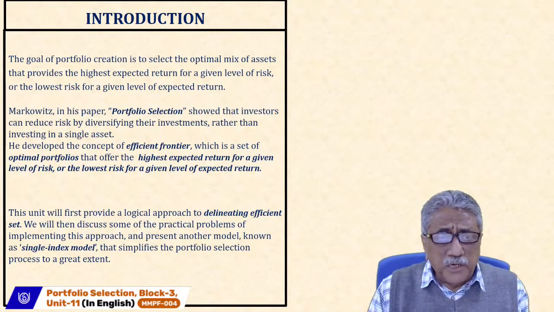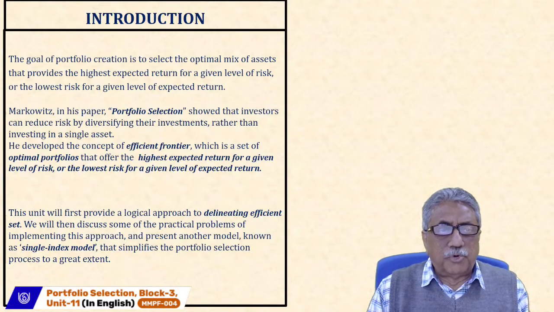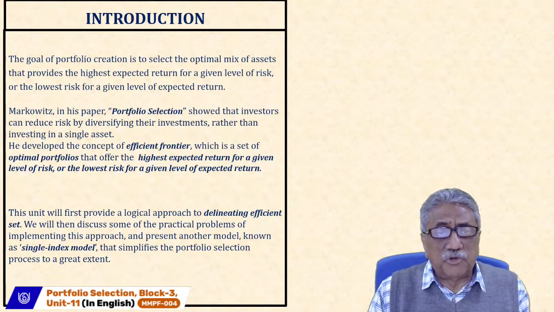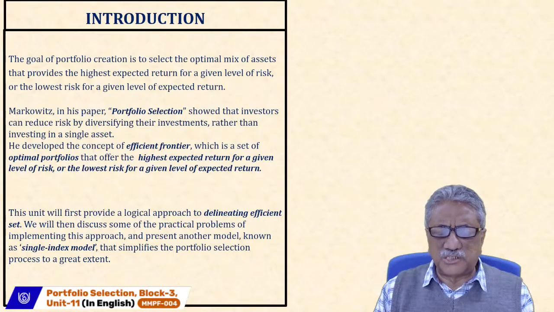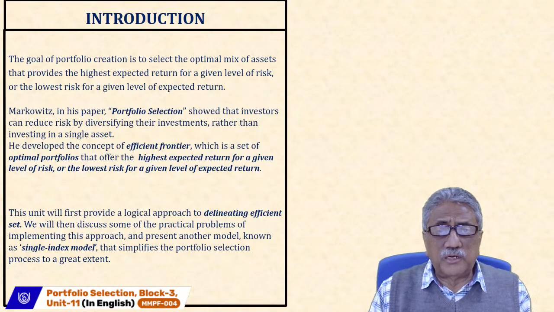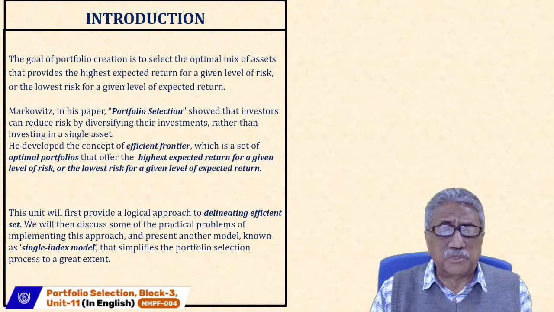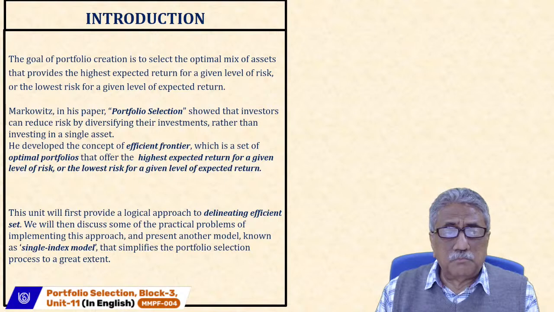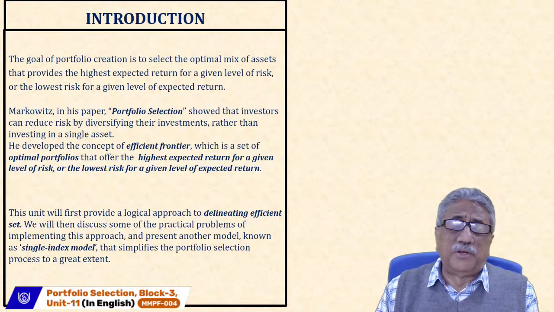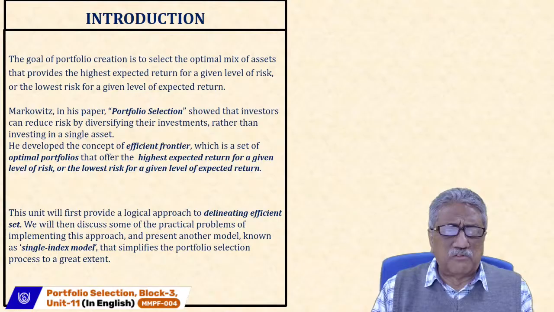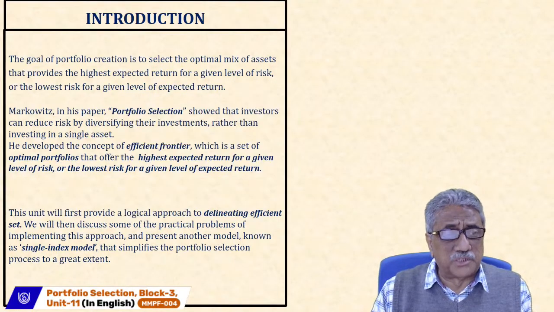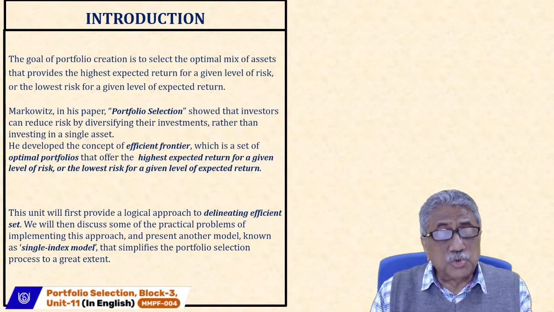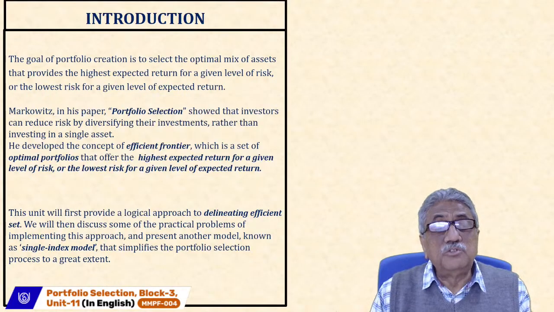So this optimal mix of assets provides that person the highest expected return for a given level of risk. So suppose I define risk as 12. For a risk of 12, I want a return of 15%, 16%, 17%. I will try to get the maximum. Or suppose I get a return of 15%. However I invest in the market, it does not give more than 15%. So what I try to do, I'll try to reduce the risk so that risk is low.